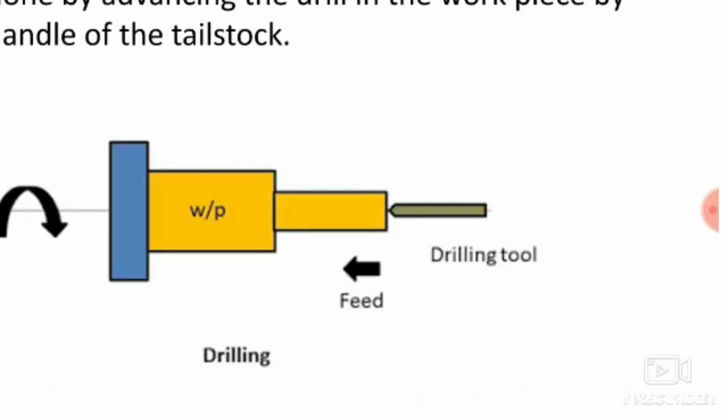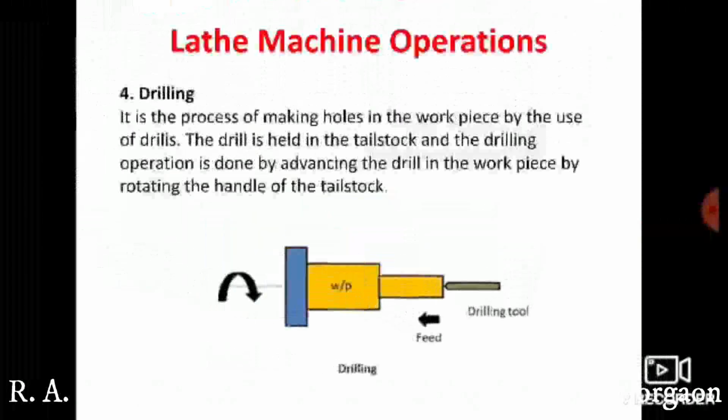So drilling is nothing but the operation of making holes over the workpiece. Here you can perform drilling operation over your lathe machine with the help of the tailstock by rotating its handle. Here the drill bit is moving along the axis of the spindle.